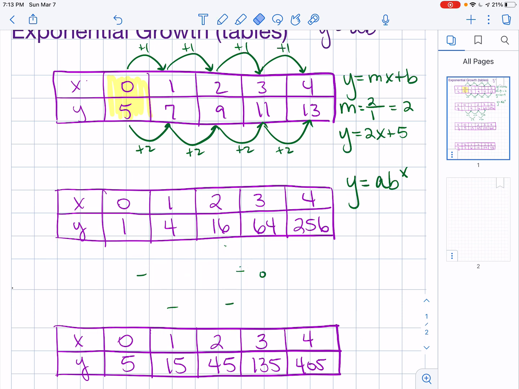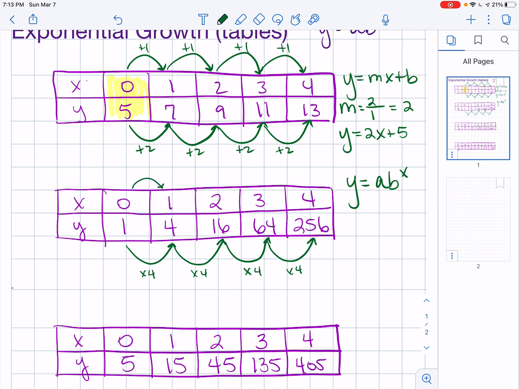So this is not a linear or a quadratic function based on that. So I'm going to go back and say, well, let's look at this a different way. Instead of looking at how it's increasing by adding, I can also increase something by multiplying. So maybe I'm multiplying each value by something. To go from 1 to 4, it would be times 4. From 4 to 16 would be times 4. From 16 to 64 is times 4, and 64 to 256 is also times 4.